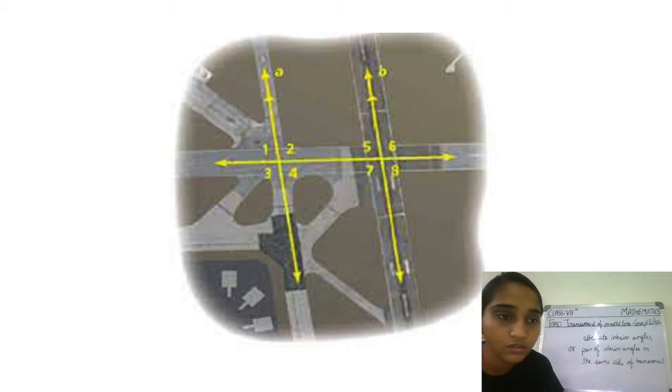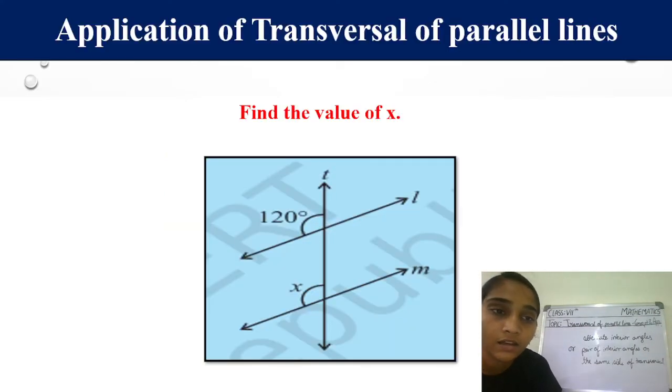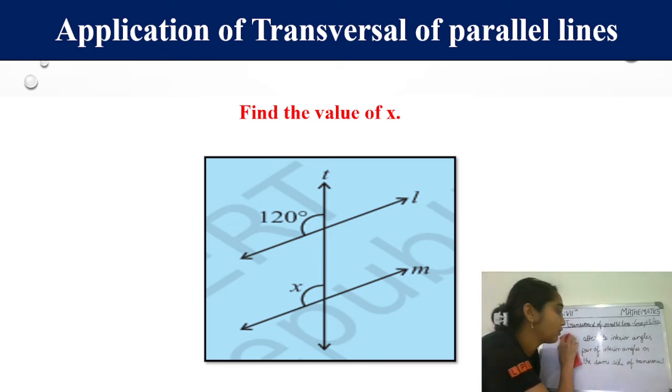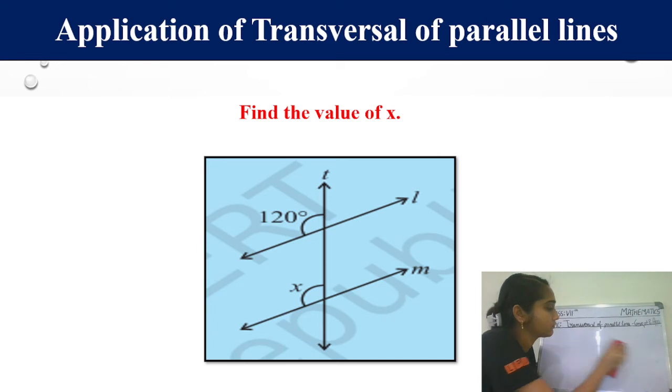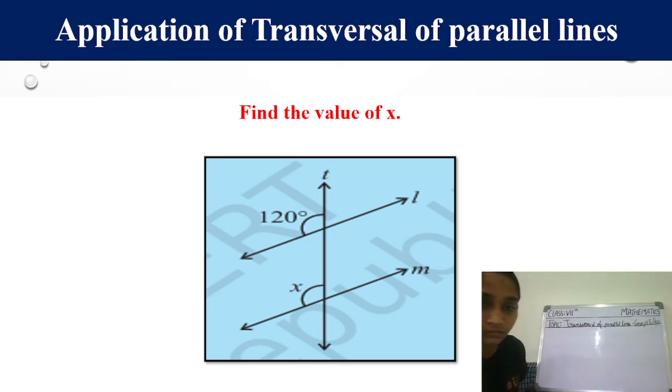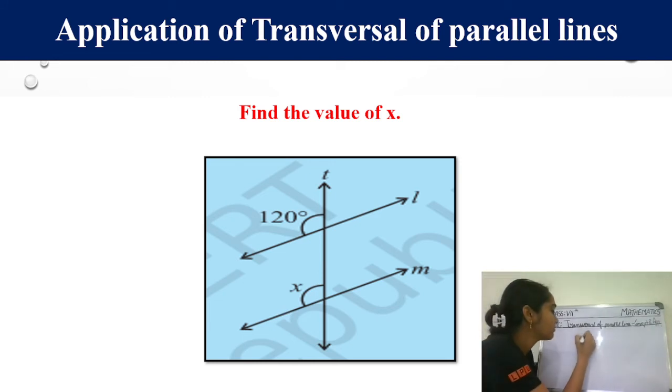Yes, very good students. So now let us see what the applications of the transversal of the parallel lines are related to these angles. So now what we have to do is find the value of x for this given figure. So what is the value of x, student? Very good. X will be equal to 120 degrees only. And why?